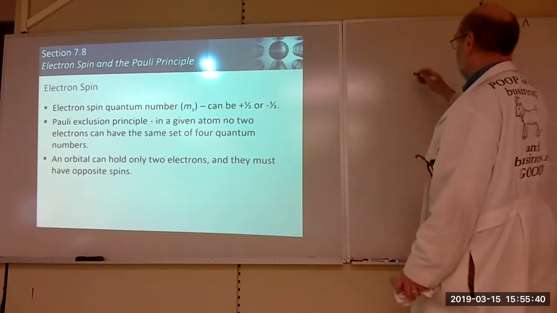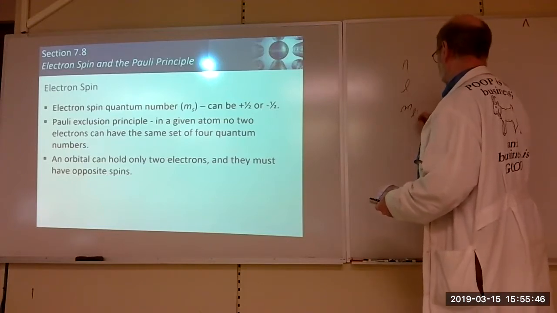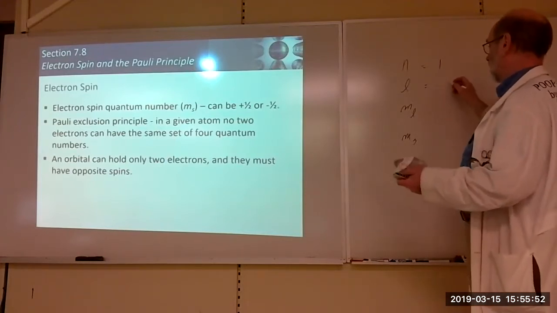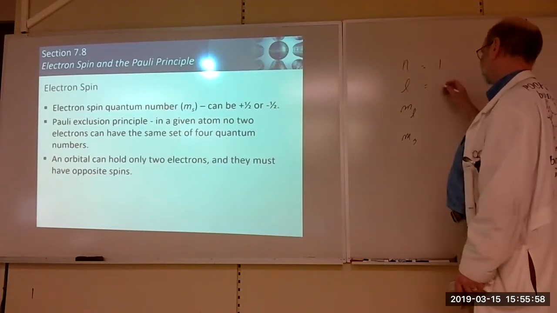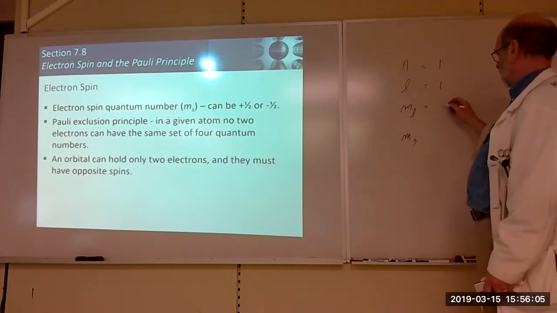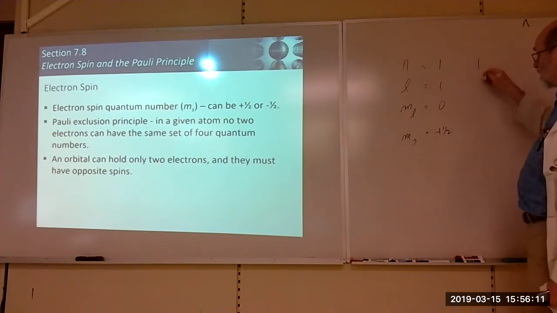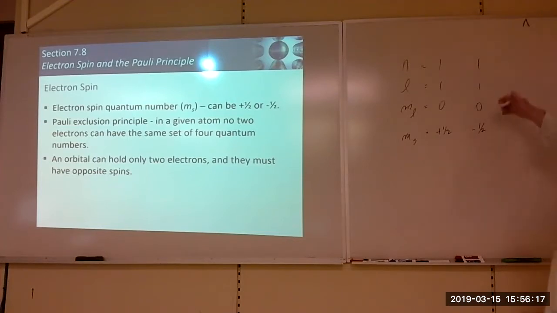They could have n, l, m sub l, and m sub s. They could have the same values here, and then let's make this one 1, and m sub l would be, let's say, 0. Then this could be plus 1/2. So the second one could have the same ones here, which means it has to have a different one down here. Or they could vary up here. But they can't have the same set. That's the Pauli exclusion principle.